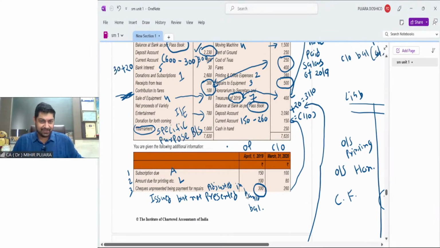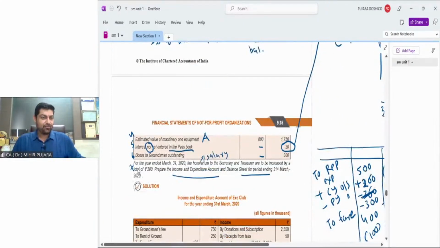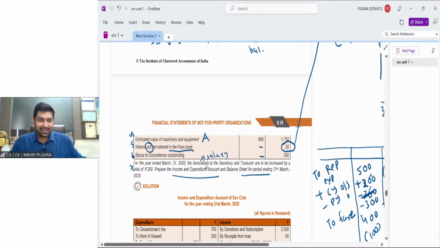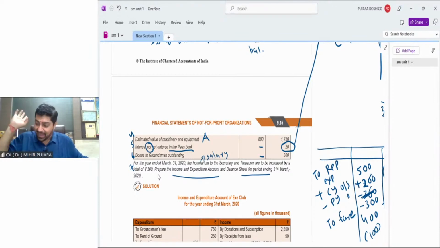Sir, it is said that for the year ended 31st March 20, meaning the current year, the honoraria to the secretary and treasurer are to be increased by total 200. Increased by 200. So tell me what the current year honorarium will be.